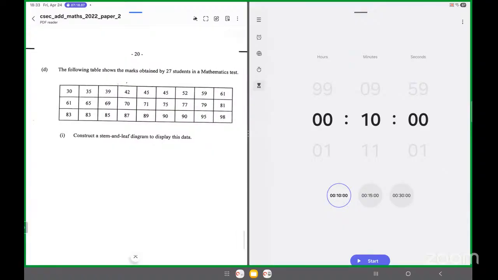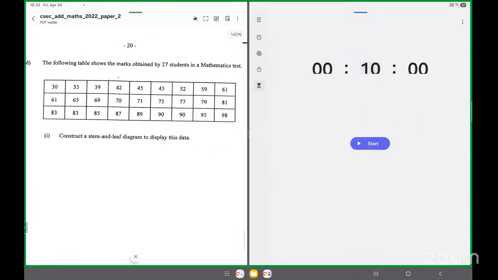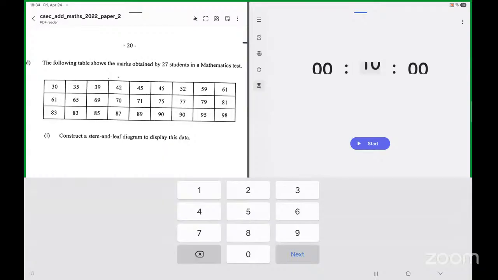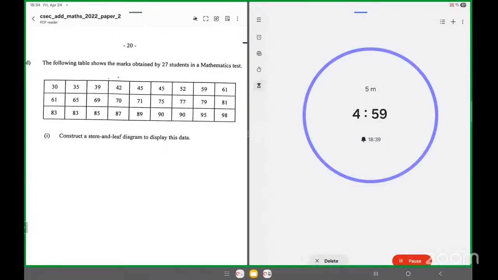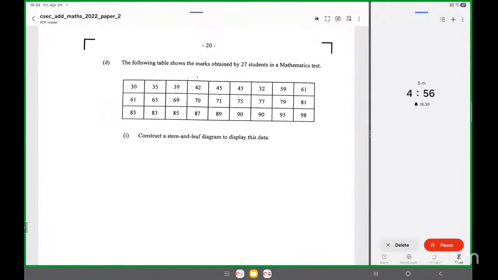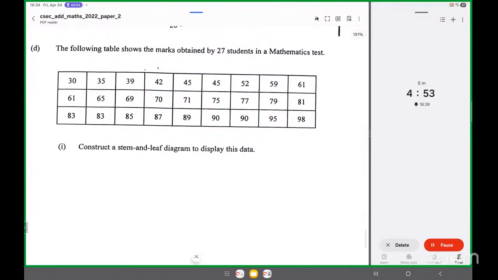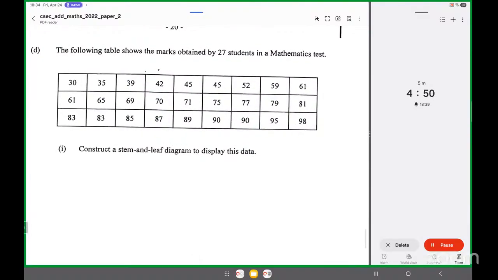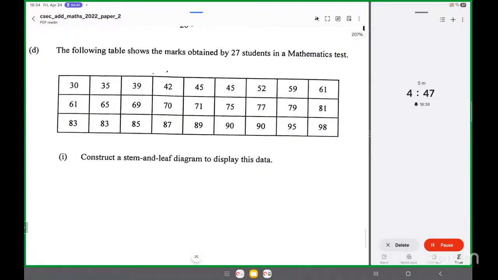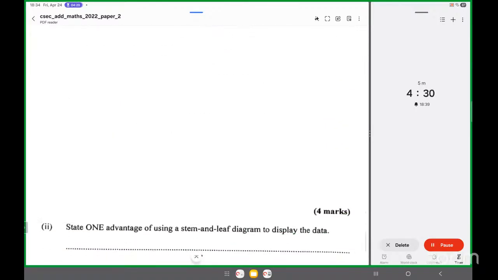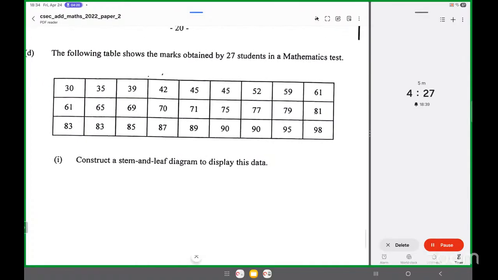They give us a box and whisker plot. So do this for me. How many minutes do you want for that? 5 minutes? No more than 5 minutes for that. Stem and leaf diagram, quickly. Good thing about this one is it's already in ascending order for you. So see if you learned from the one they gave us that was not in ascending order. This one is already in ascending order. So stem and leaf diagram, quick and fast. 4 marks for that.